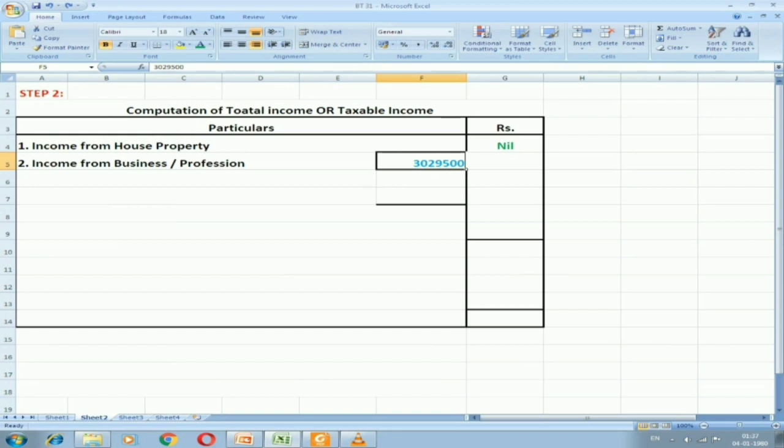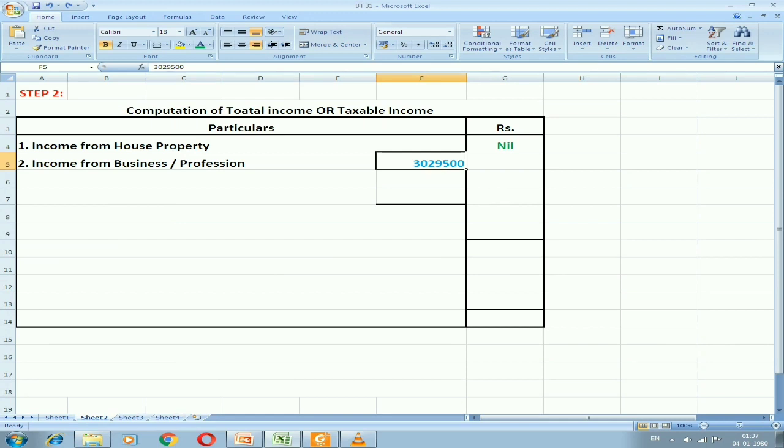Unabsorbed depreciation is nothing but an amount of depreciation which the assessee couldn't claim as expenditure in his profit and loss account, due to lack of sufficient amount in the business. That is the reason that will be a due amount that will be taken as unabsorbed depreciation, and it is also called a loss that can be carried forward for a number of years.